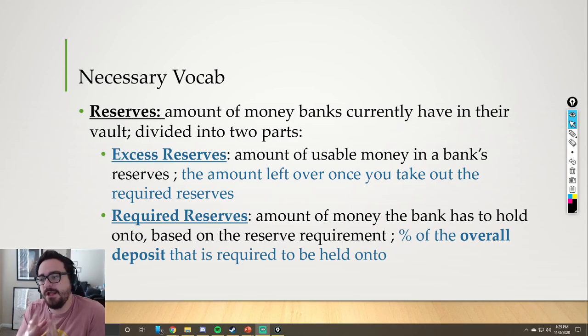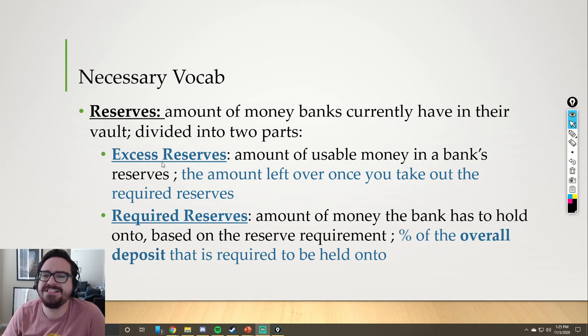This is effectively loanable, spendable money for the bank. This is usable money for the bank. The bank can use the excess reserves to try and make profit. They can loan it, they can invest it, they can buy bonds with it, they can do a bunch of stuff. It's all usable money for them. People don't realize that's a thing. They're like, what? And it's like, yeah.